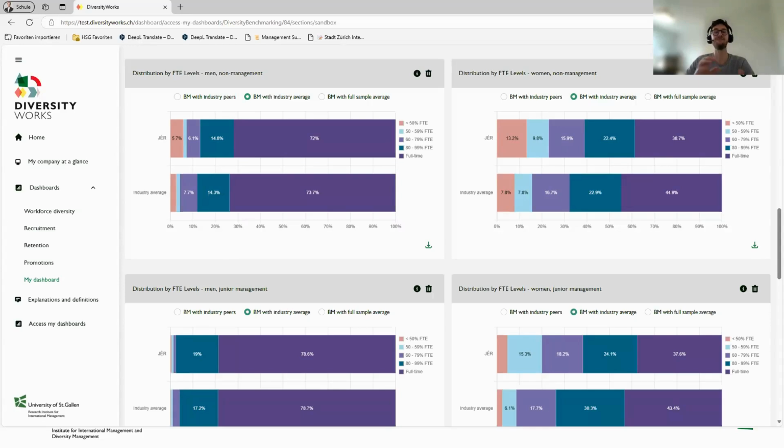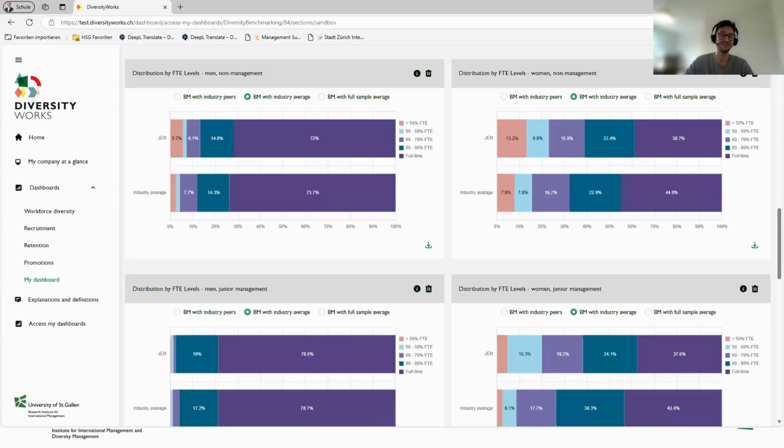And we see that in both levels, women proportionally work more part-time than men. So 72% of the men in non-management positions work full-time, 39% of the women in non-management work full-time. The distribution in junior management is very similar for both genders, which is very positive at first sight. So at least the women who work part-time in non-management have a realistic chance to get promoted into junior management, since we have also a lot of part-timers on the female side.